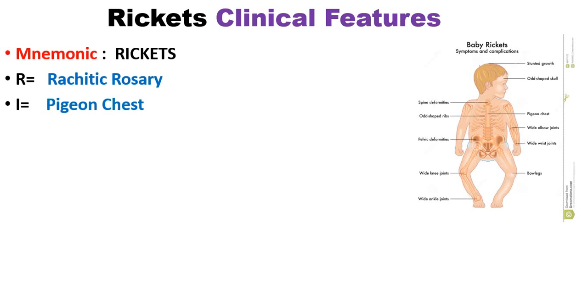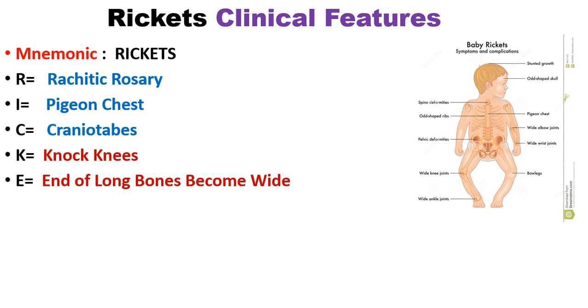Next is the I. You can remember the I for the pigeon chest. The baby's chest is like a pigeon's, so it is called the pigeon chest. Next is the C for the cranial tabes. Next is the K for the knock knees.